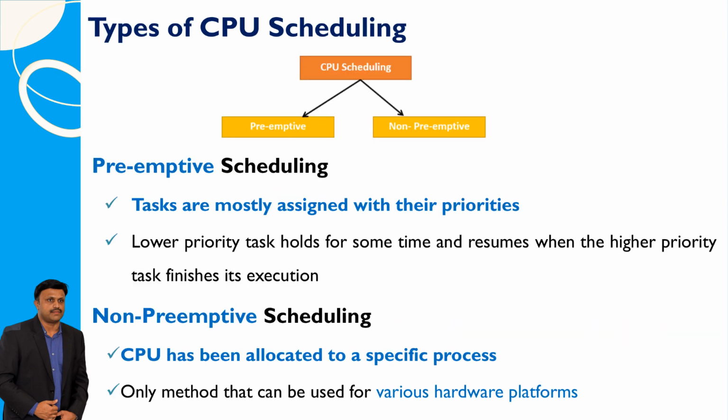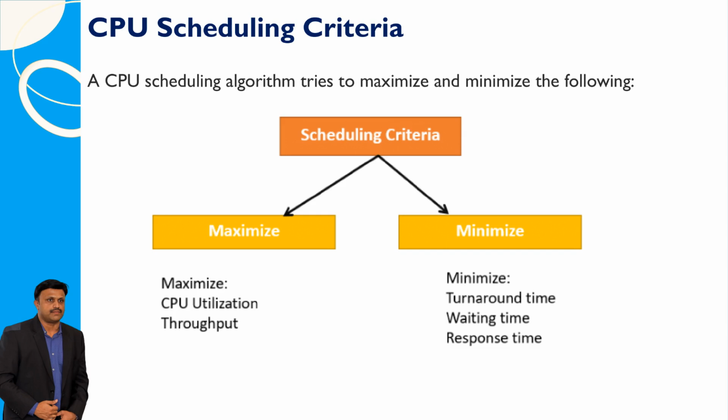CPU scheduling encompasses preemptive and non-preemptive approaches. Preemptive scheduling prioritizes tasks, allowing higher priority tasks to interrupt lower priority ones, which then resume later. On the other hand, non-preemptive scheduling allocates the CPU to a specific process without interruption, making it versatile across hardware platforms. CPU scheduling algorithms aim to optimize several key criteria in managing processes efficiently.